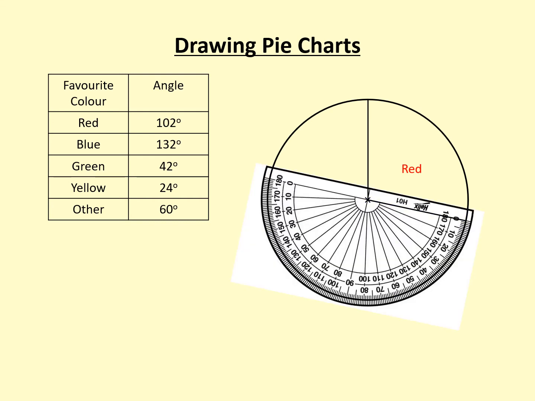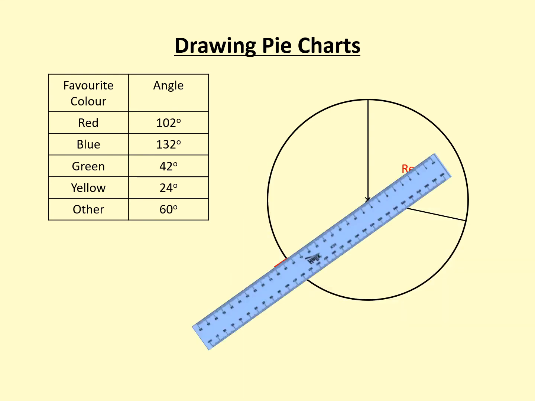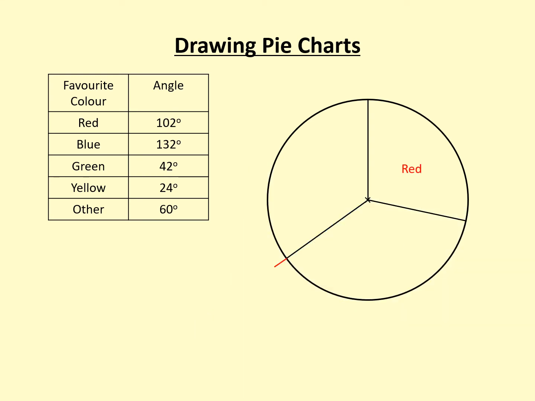Next up, we'll do the exact same thing for blue. So line up 0 with the last line that we've just drawn in, and then count around 132 degrees. Remember, whenever looking at a protractor, always count around from the 0. So usually on a pie chart, you'll be going clockwise, counting around from 0. So we'll mark that off there. Then we'll draw a straight line through it. We'll remember to label that as blue, and then we're on to green.